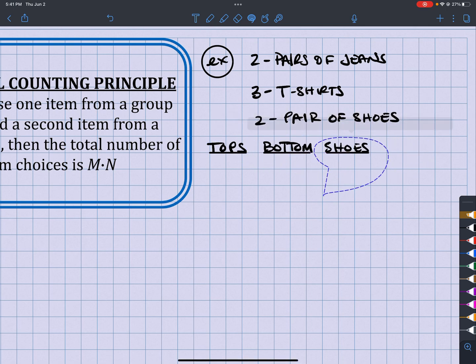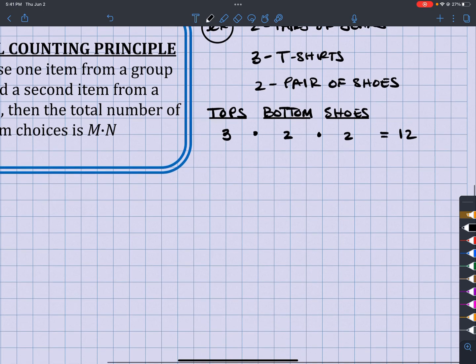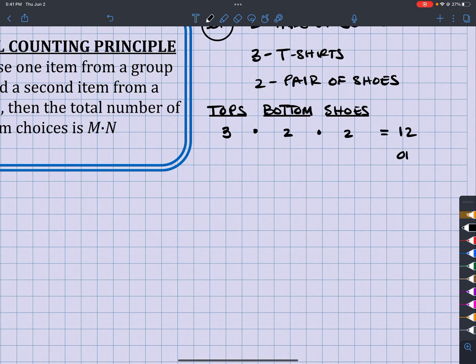So how many choices in tops do you have? Well, I got 3 shirts, so that's all I got. How many bottoms do you have? Well, you got 2 pairs of jeans. How many shoes do you have? Well, you have 2 pairs of shoes. So now I can multiply these together, and what I see is that I'm going to have 12 choices, or 12 different outfit choices, I should call them, okay?